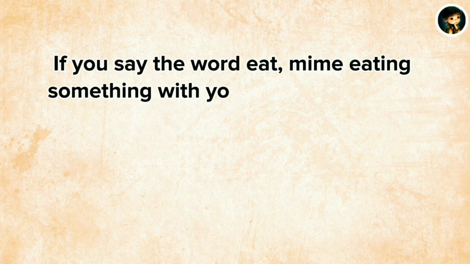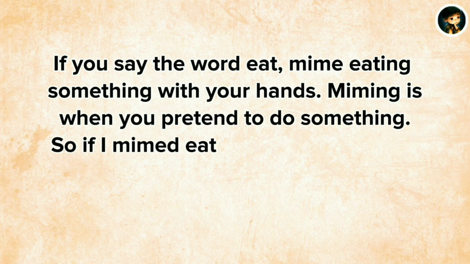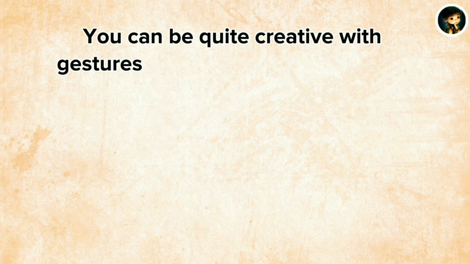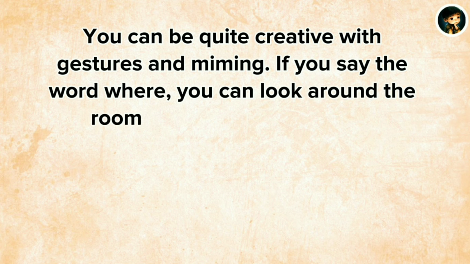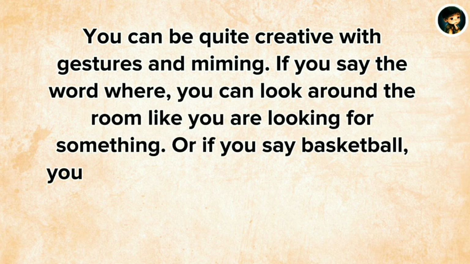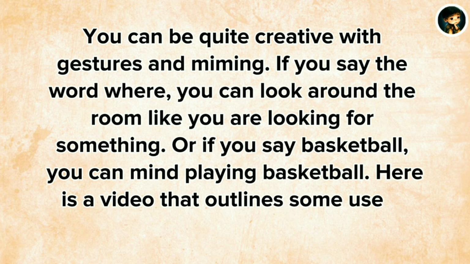If you say the word eat, mime eating something with your hands. Miming is when you pretend to do something. So if I mimed eating, I would pretend to pick up some food and put it in my mouth. You can be quite creative with gestures and miming. If you say the word where, you can look around the room like you are looking for something. Or if you say basketball, you can mime playing basketball. Here is a video that outlines some useful gestures.